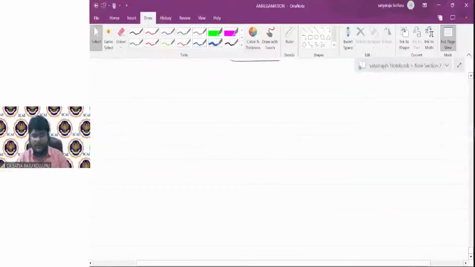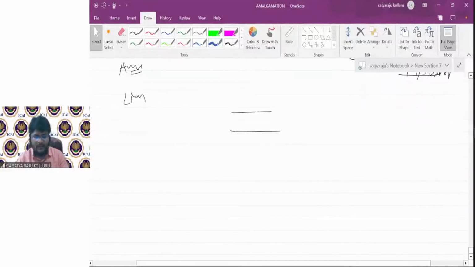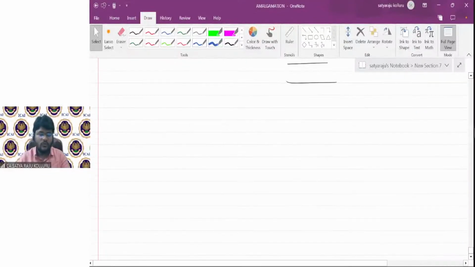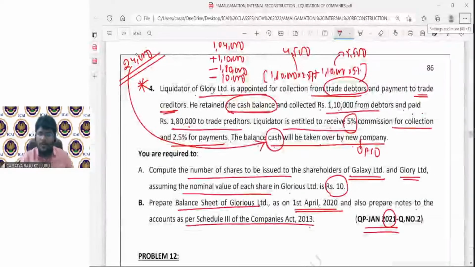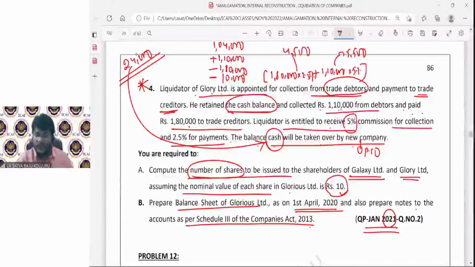So the method of amalgamation is the purchase method. Before doing all such things, what should I do? Here the problem is only related to calculation of PC and the preparation of the balance sheet. Why am I saying it is calculation of PC? Here they are asking how many shares are to be issued to the selling company. If you know the PC and divide it by 10 rupees, you will get the number of shares issued as PC. That is what they are asking in point A. In point B, they are asking to prepare the balance sheet in the books of the purchasing company. These are the two questions they are asking.